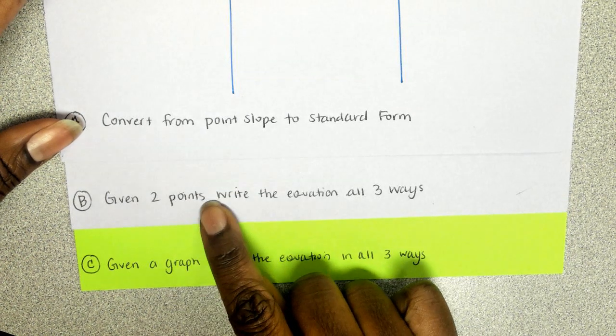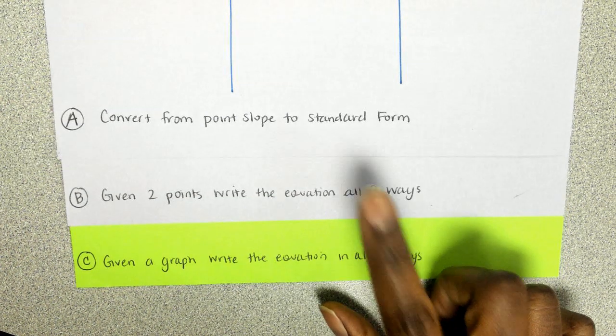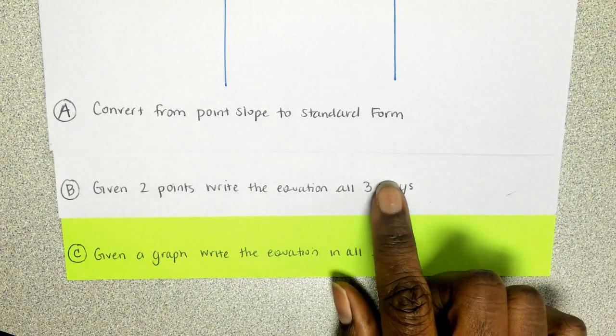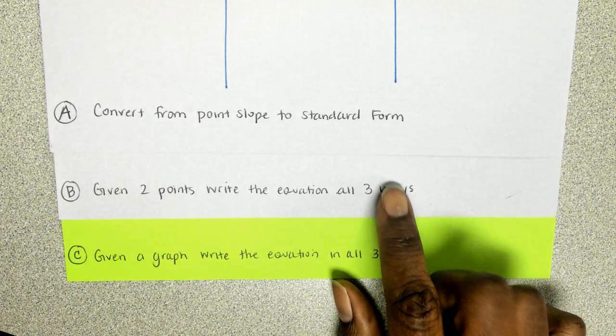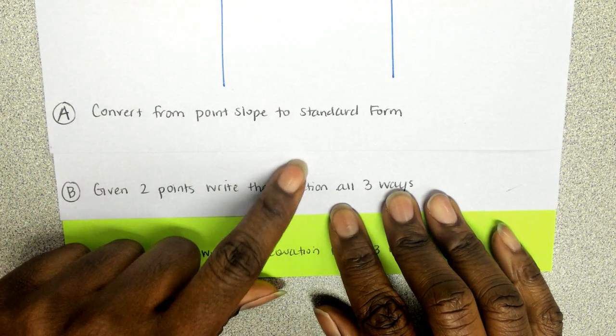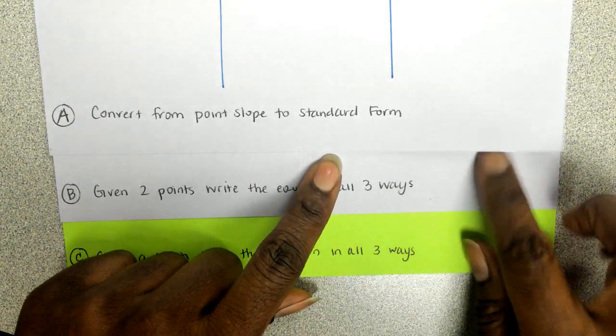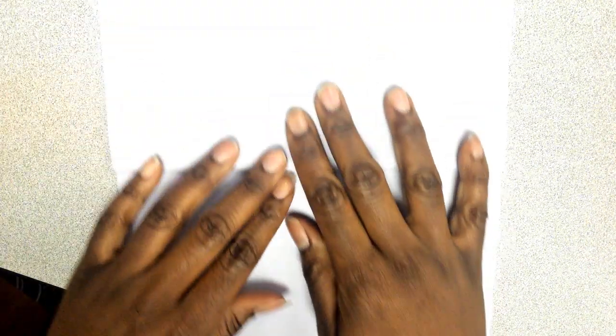Now we are on the third one. Given 2 points, write the equation all 3 ways. So what I'm going to do is I'm going to lift it up here. So you should be on the second tab. Given 2 points, write the equation all 3 ways. You're going to write along with me the tutorial notes, and then you'll be trying one by yourself down here. So, okay, there we go.